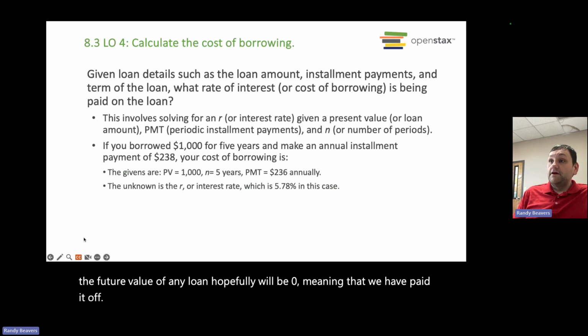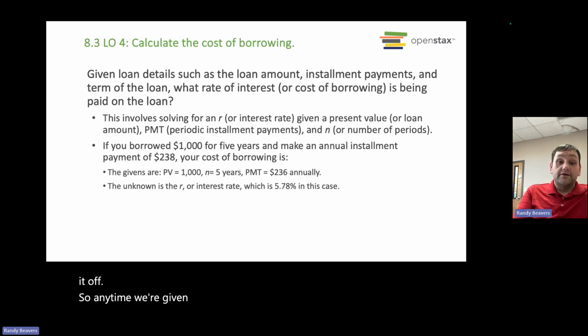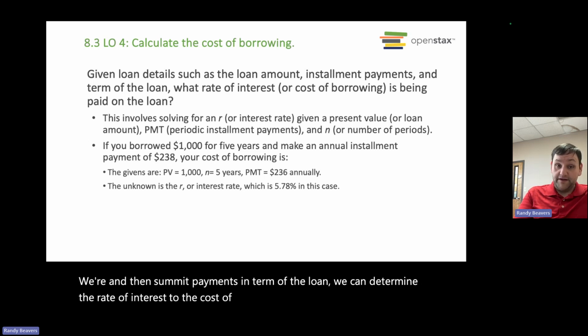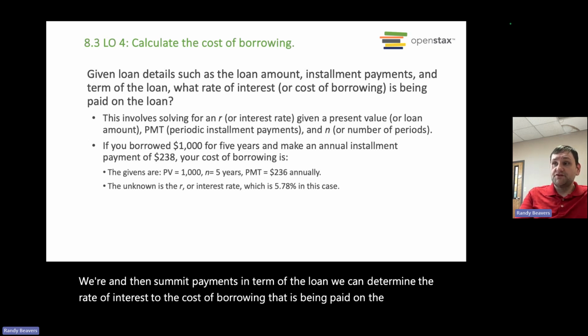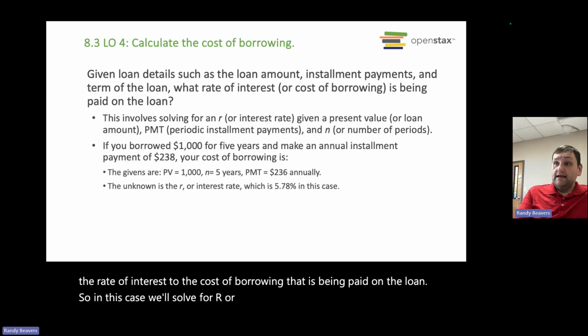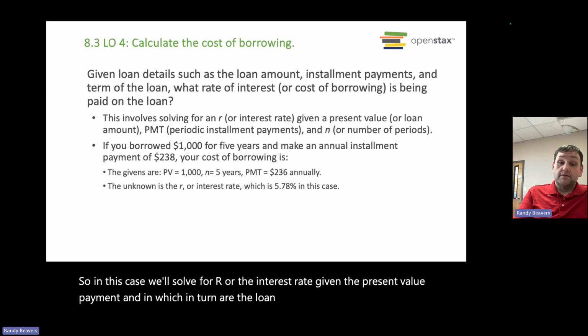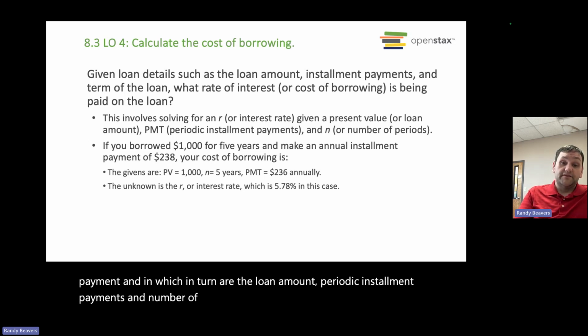So anytime we're given loan details such as the loan amount, the installment payments, and the term of the loan, we can determine the rate of interest, or the cost of borrowing, that is being paid on the loan. So in this case, we'll solve for R, the interest rate, given the present value, payment, and N, which in turn are the loan amount, periodic installment payments, and number of periods, respectively.